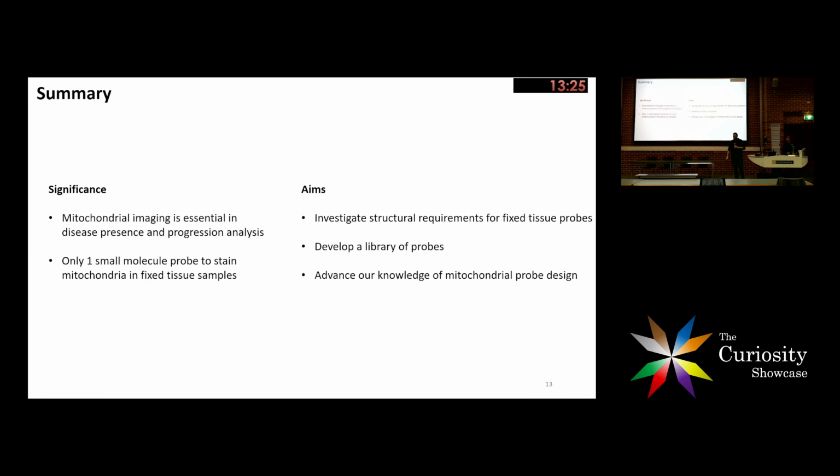So in summary, mitochondrial imaging is essential in the analysis of disease progression and presence. We currently only have one small molecule probe available for staining mitochondria in fixed tissue samples, and my aim is to investigate the structure for fixed tissue probes, and in doing so, develop a library of alternative probes and advance our knowledge in mitochondrial probe design.